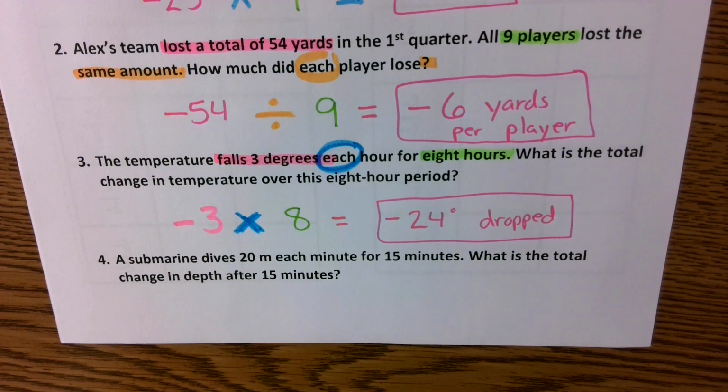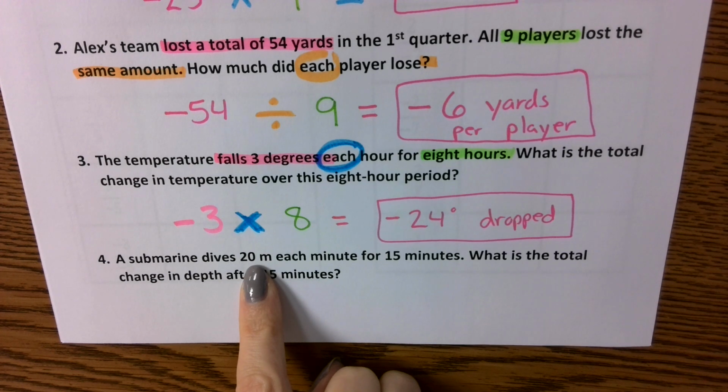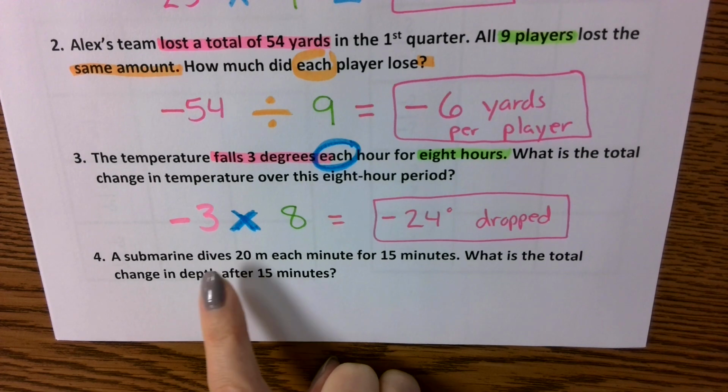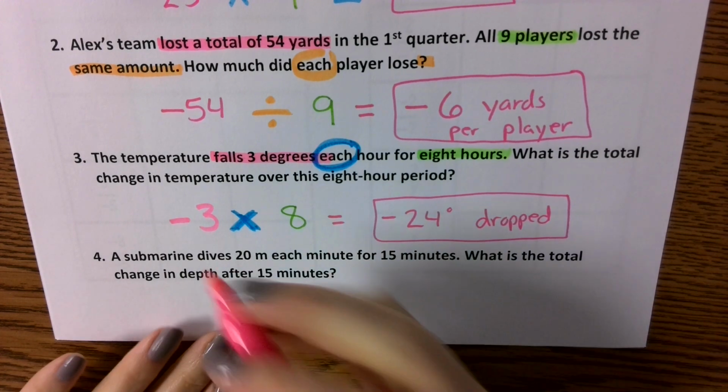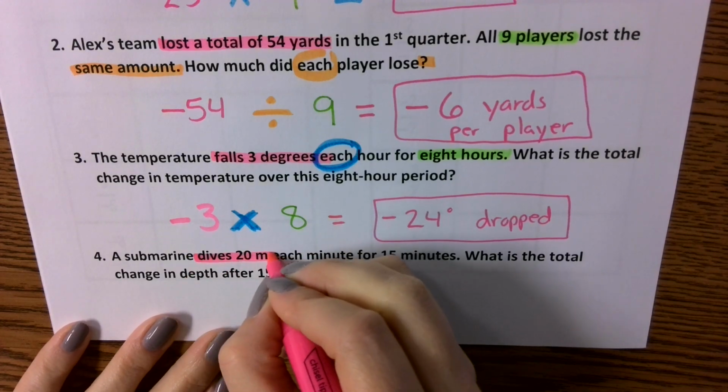All right, let's take a look at number 4. A submarine dives 20 meters each minute for 15 minutes. What is the total change in depth after 15 minutes? Let's highlight our important information. First, I need to highlight my integers. 20 meters, is that positive or negative? Negative, because it dives. Dives is going to be negative.